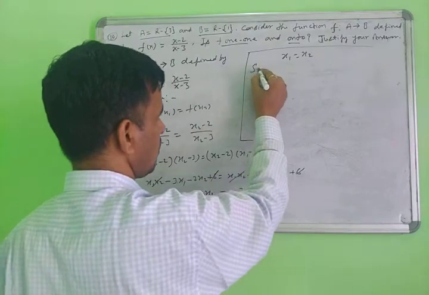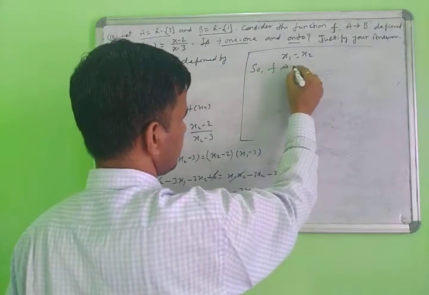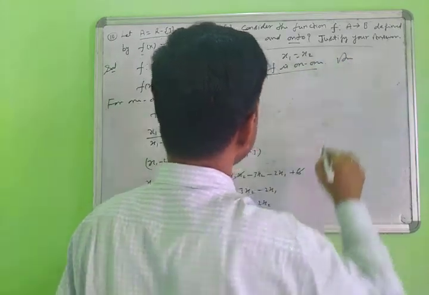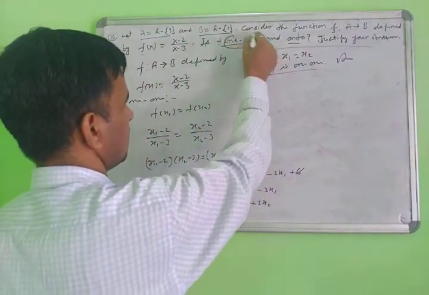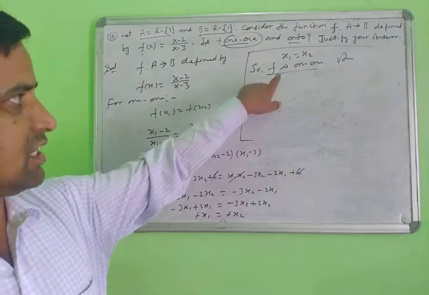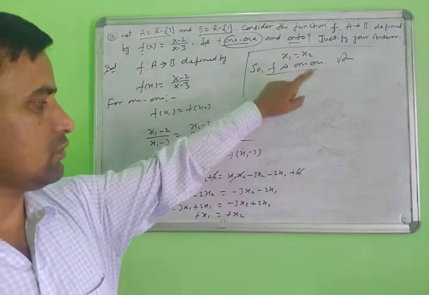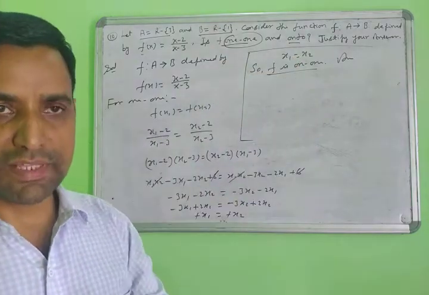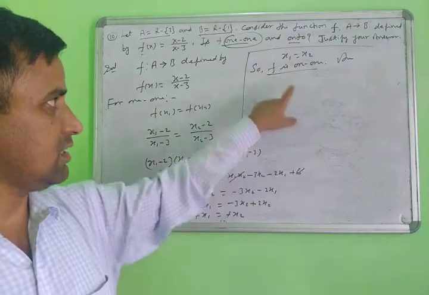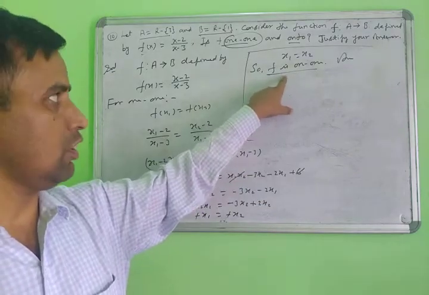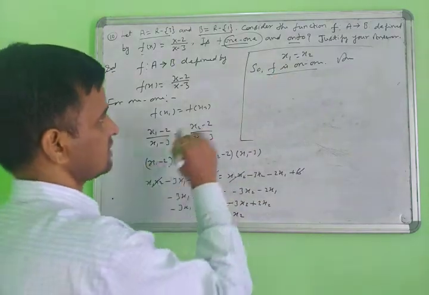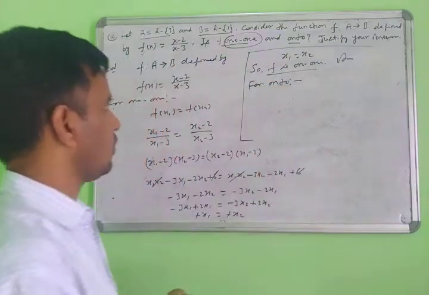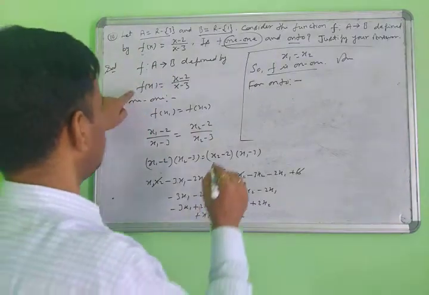So f is one-one. The first result is proved. F is one-one, because f(x1) equal to f(x2) means x1 equal to x2, both having the same function value, not different, meaning both have a unique image of x1. Second thing, for onto, write here f(x), what value of f(x)?